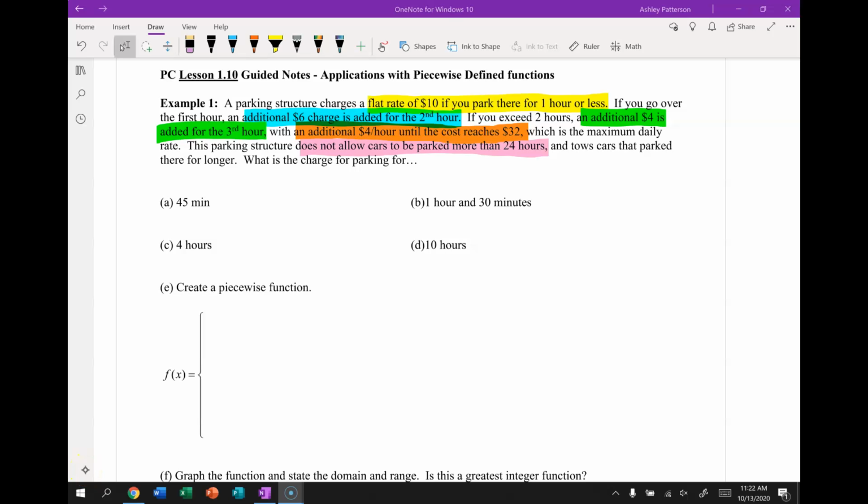Woo! Okay, hopefully you can hear me over my fan, but it's really hot. I need the fan on.